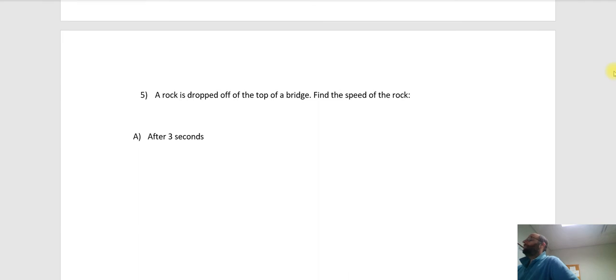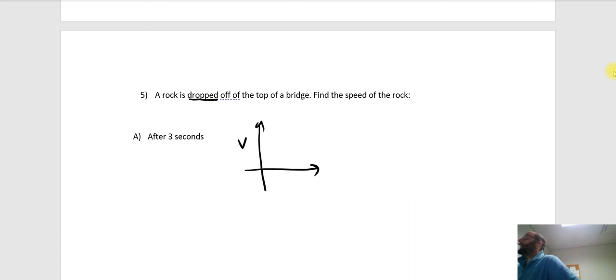Let's see. Question 5, a rock dropped off a bridge. Find the final speed after 3 seconds. So here's an example where a velocity graph would come in handy. So the rock is dropped.